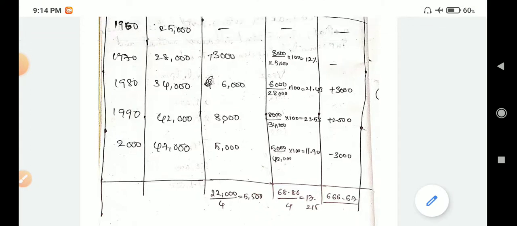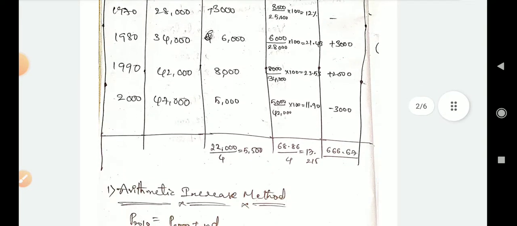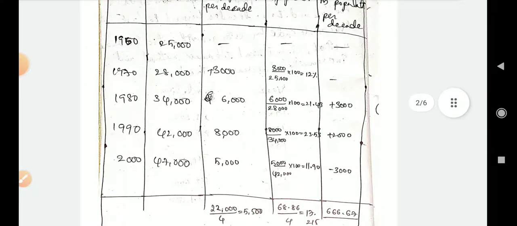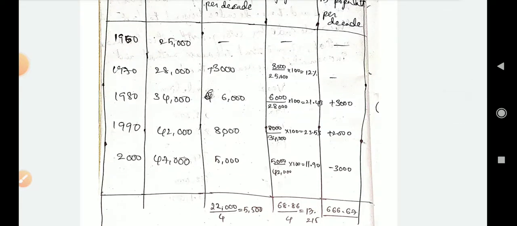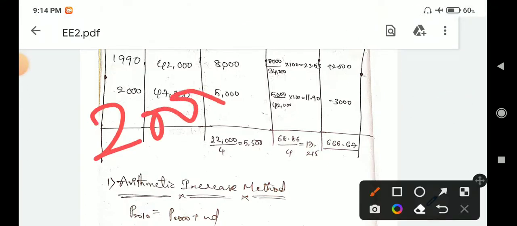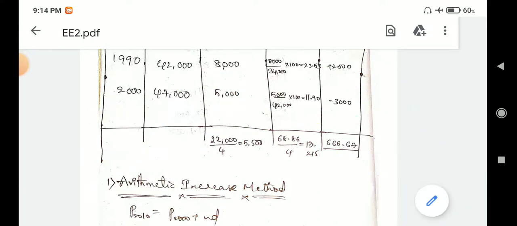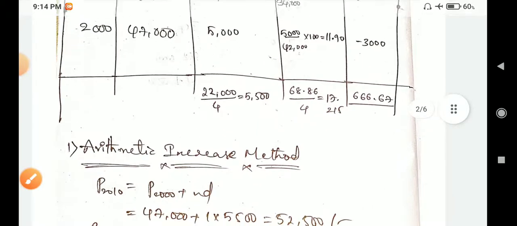Dividing by 4, taking the average, 5,500 is the average increase, and here the percentage also I am taking the average. Then 17.215 is the average percentage. And for 3 decades, I take 3,000 plus 2,000 minus 3,000. I am getting 2,000, and 2,000 divided by 3 gives 666.67 as the average.